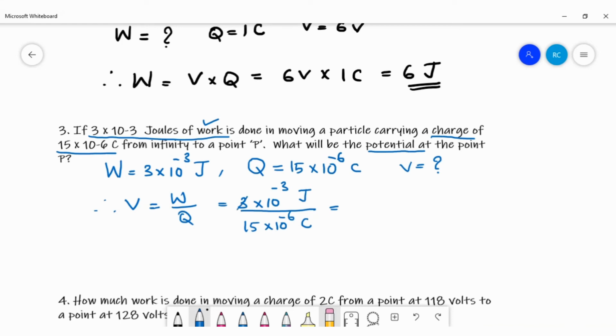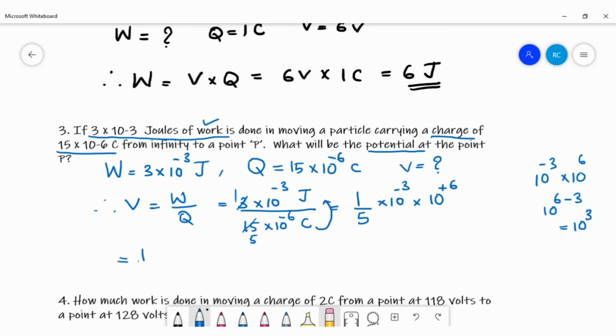And then you can cut this 3 and 15. So you will get 1 and 5. So it will be 1 by 5 into 10 to the power of minus 3. This 10 to the power of minus 6 we are moving into the numerator, so it will be to the power of positive 6. Now, what is 10 raised to minus 3 into 10 to the power of 6? Which means 10 to the power of 6 minus 3, that is 10 raised to 3.